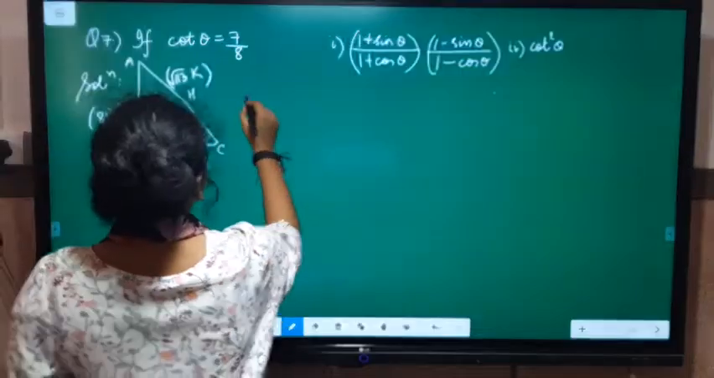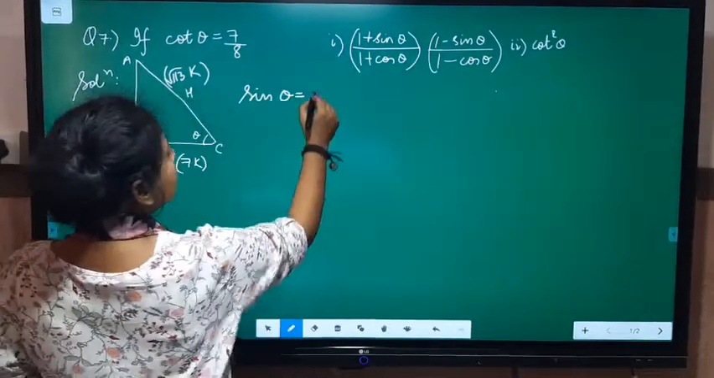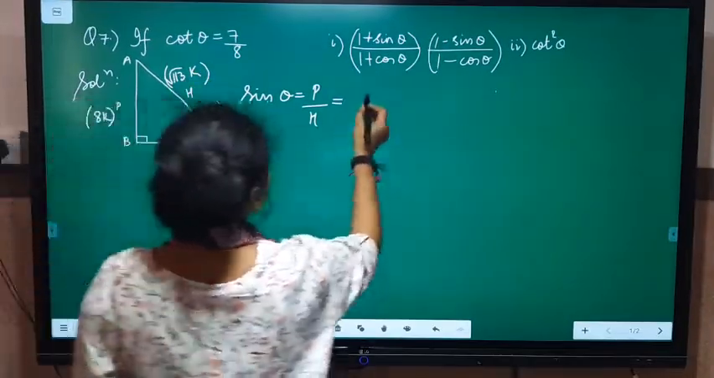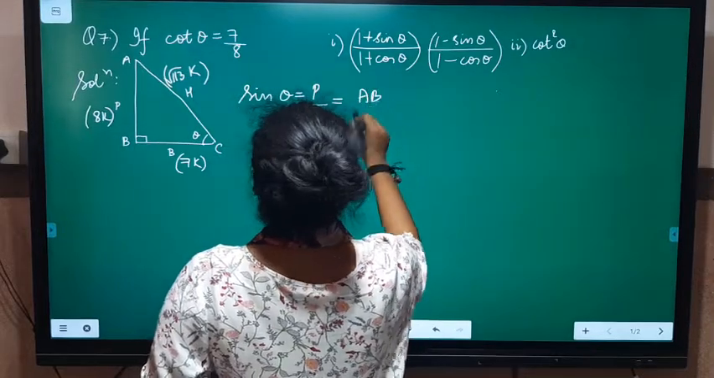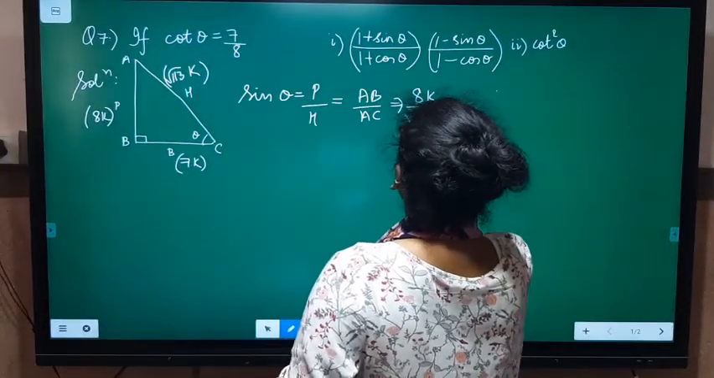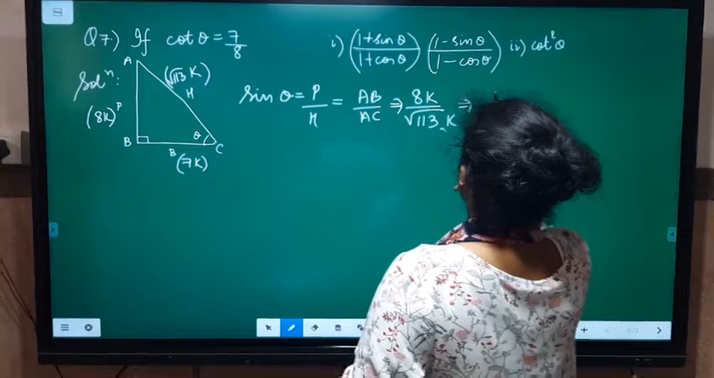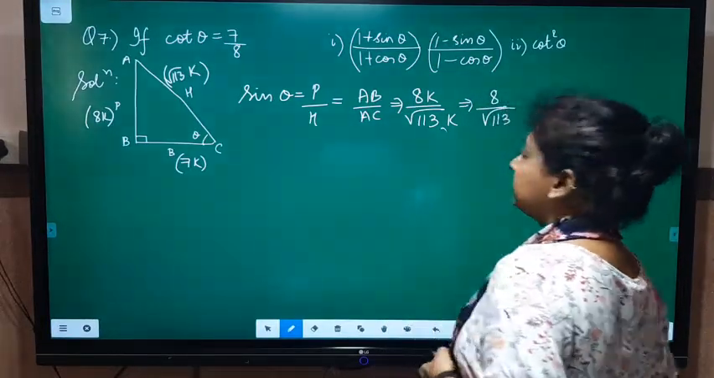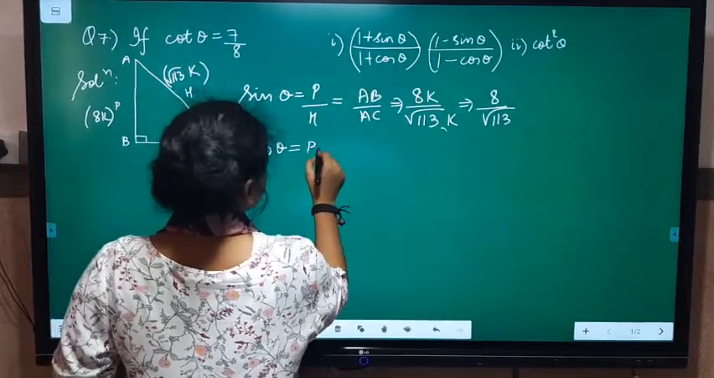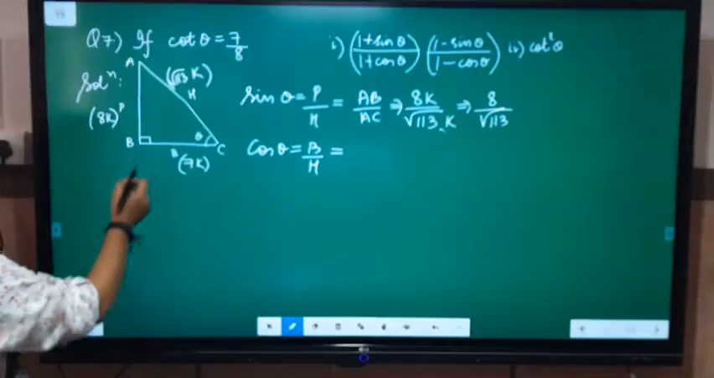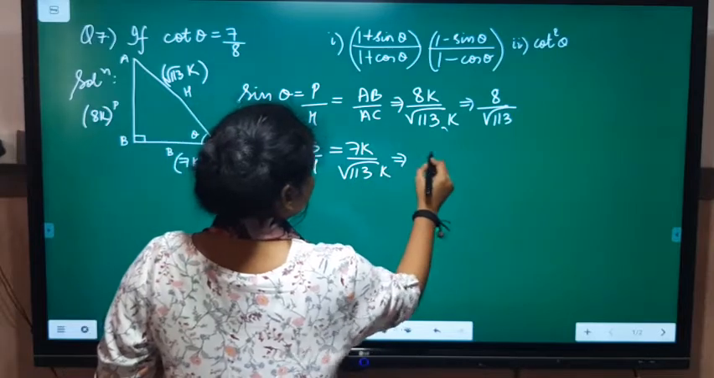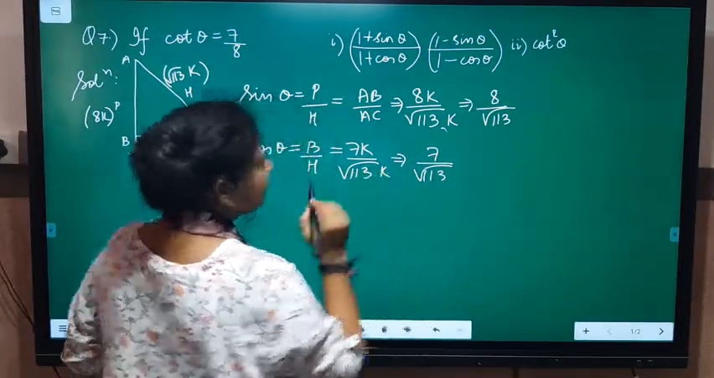So let's just first find out the value of sin theta. Sin theta is what? Perpendicular upon hypotenuse. Perpendicular is 8 and hypotenuse is this thing. So perpendicular is AB, hypotenuse is AC. This gives us the value as 8K upon under root 113 K. This is the value 8 upon under root 113. The value of cos theta is base upon hypotenuse. The base here is this side. This means 7K and hypotenuse is under root 113 K. So this value comes out to be 7 upon under root 113.